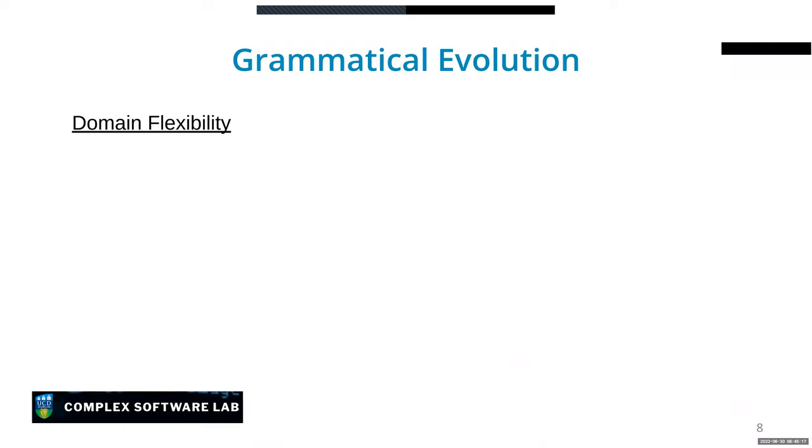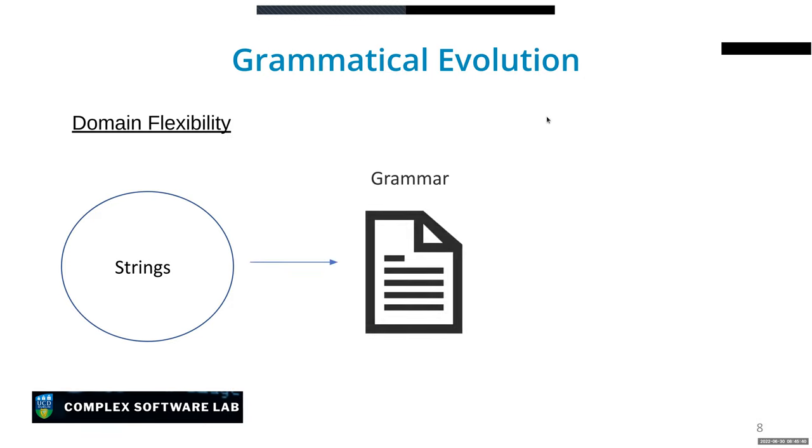And then finally, domain flexibility. GE is unique amongst a lot of evolutionary computation techniques in that its search takes place in a different space to the actual executed programs or objects or tests. So in GE, we have our population of strings or individuals. They are passed through to the grammar, and then this grammar creates our final tests. So these are the tests that are being given to the code. These tests are then evaluated, and that's fed back in.